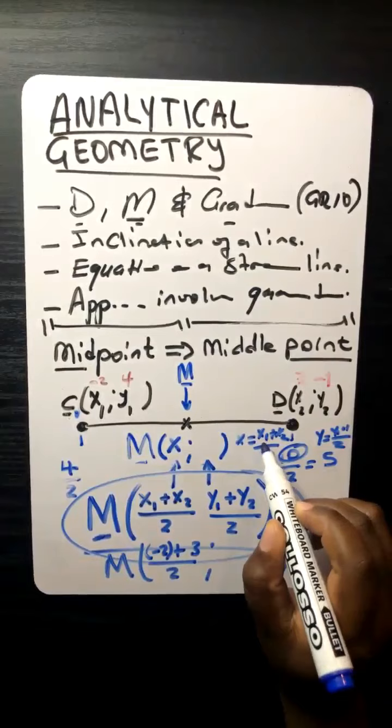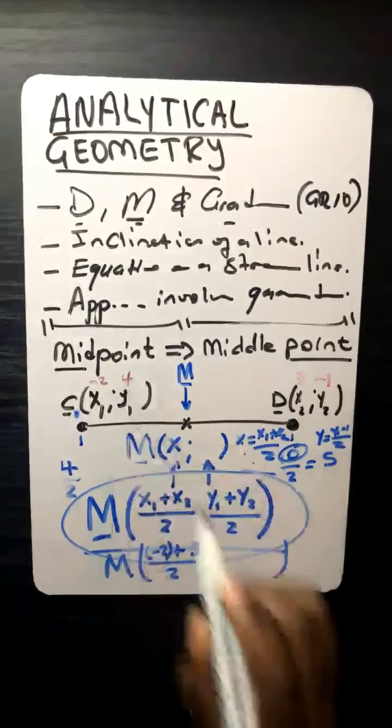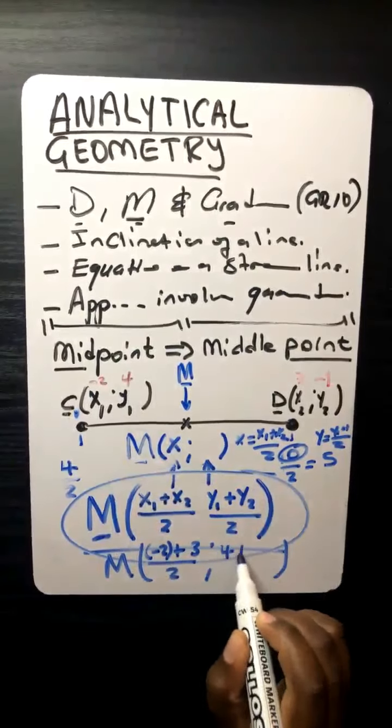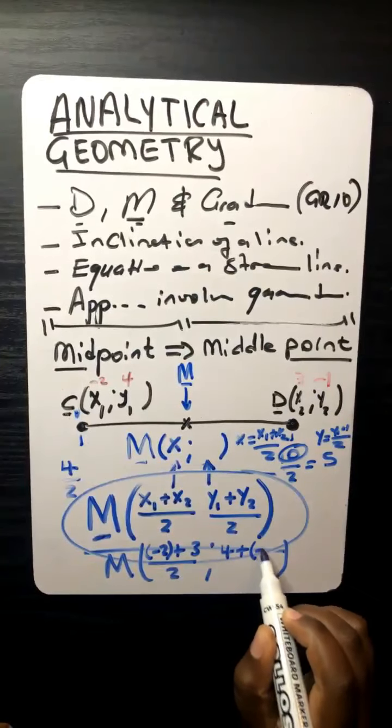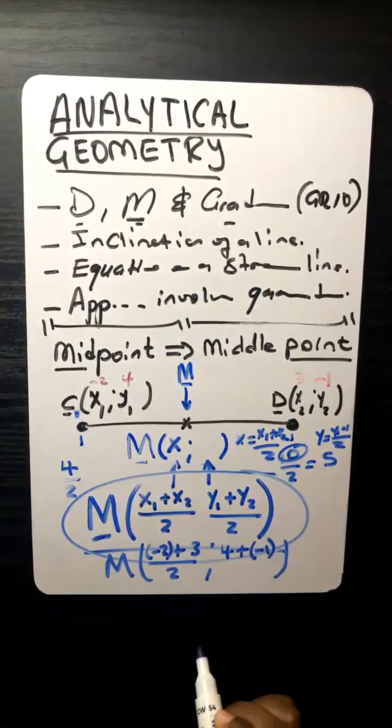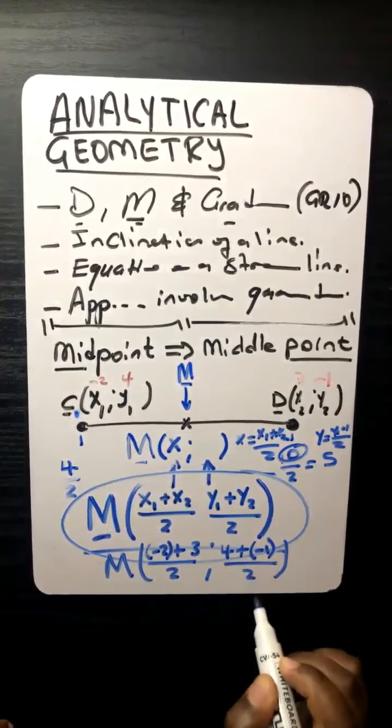What is y1? Obviously, it's a positive number. I can just write it as 4. What about y2? It's a negative number. Write it as a negative there. So remember, we want to split it by 2.